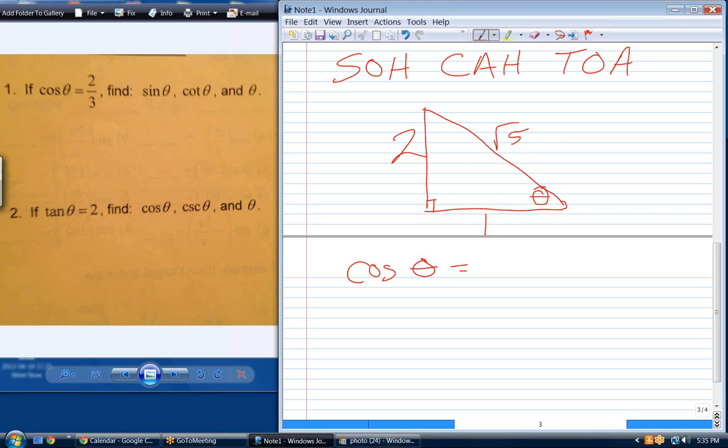Opposite over hypotenuse. No, that's sine. Cosine is adjacent over hypotenuse. Oh, so it'd be square root 5 over 1? No, what's the adjacent side to theta? 1. There's two of them. There's a 1 and there's the square root of 5. We always take the side of the triangle, not the hypotenuse. So 1 is the adjacent side to theta. So it's 1 over the hypotenuse. Rationalize that, and we get this.